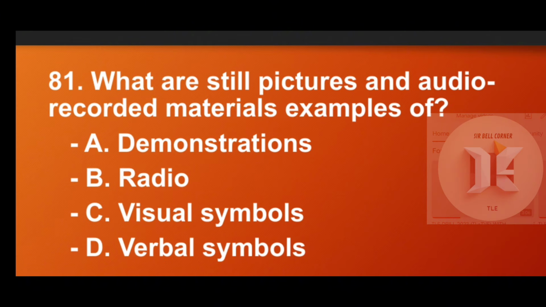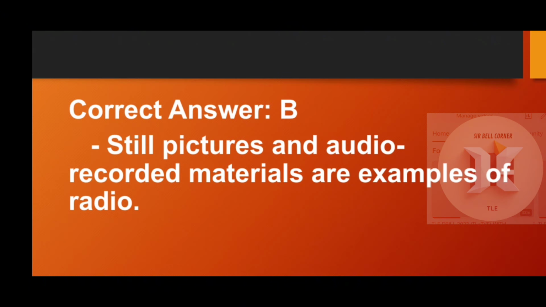81. What are still pictures and audio recorded materials examples of? A. Demonstrations. B. Radio. C. Visual symbols. D. Verbal symbols. Correct answer. B. Still pictures and audio recorded materials are examples of radio.